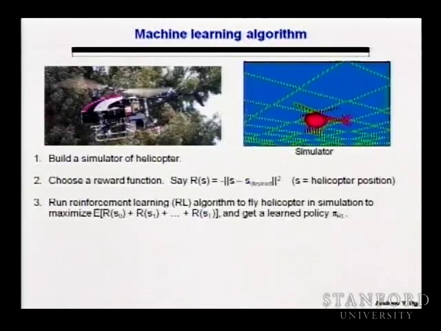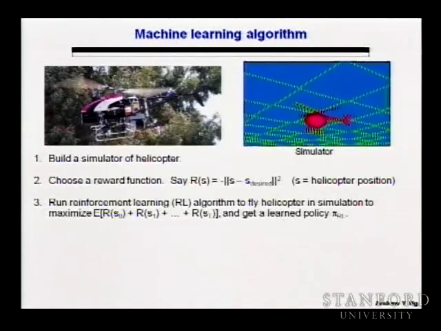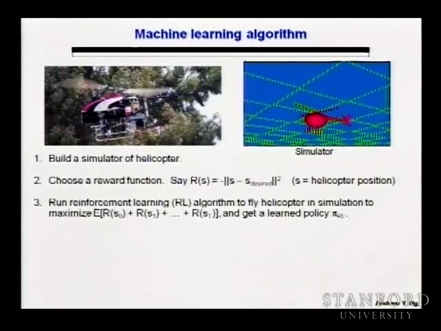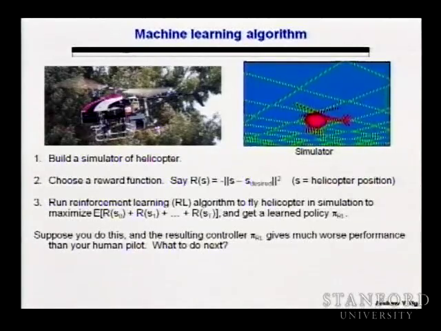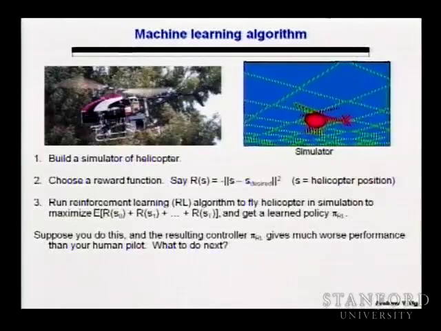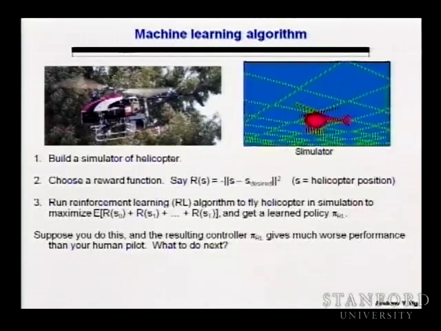And finally, you might run a reinforcement learning algorithm in simulation, meaning that you use your model of the dynamics to try to maximize that finite horizon sum of rewards. And when you do that, you get a policy out, which I'm going to call the policy pi subscript RL to denote the policy output by the reinforcement learning algorithm. Okay? And let's say you do this, and the resulting controller gives much worse performance than a human pilot that you hired to fly the helicopter for you.